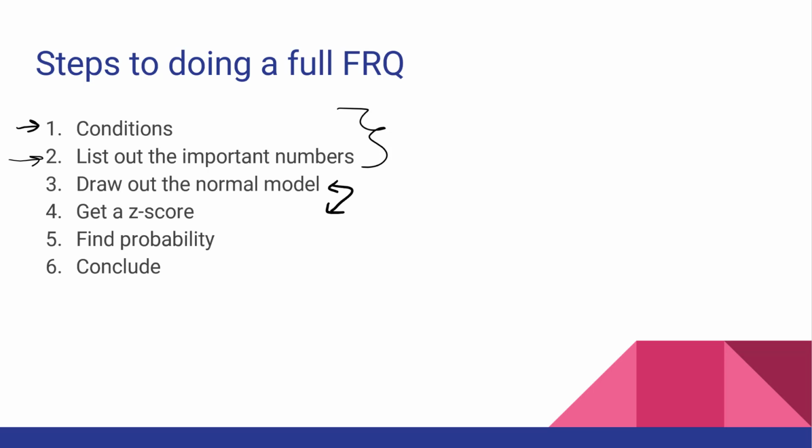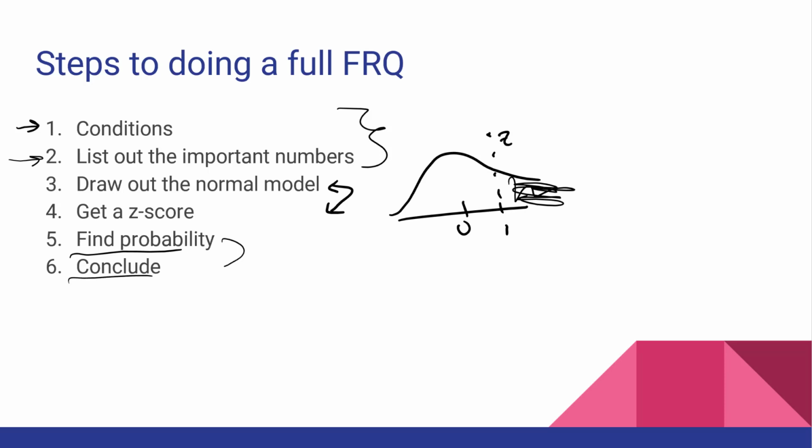But first, you get a z-score. If you don't remember how these work, you can go back to my chapter 5 video on how normal models work and what z-scores are. And then once you get your z-score, you will draw out your normal model and you will mark where your z-score is. So if you get a z-score of 1, then you would draw your normal model, you mark your 0, you mark your 1, and you say this is where my z-score is. And then you will find the probability. So you'll find the probability that your z-score or above happens. You'll see what I mean in a minute, and then you'll conclude based off of this probability.